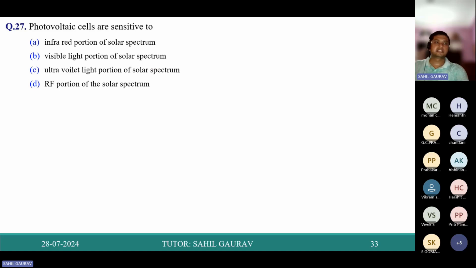Now coming to the next problem. Photovoltaic cells are sensitive to. Options are infrared portion of solar spectrum, visible light portion of solar spectrum, ultraviolet light portion of solar spectrum, RF portion of the solar spectrum.